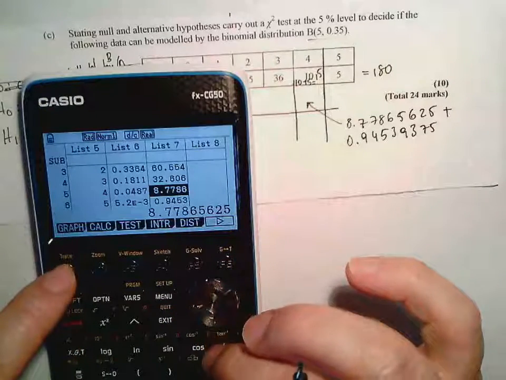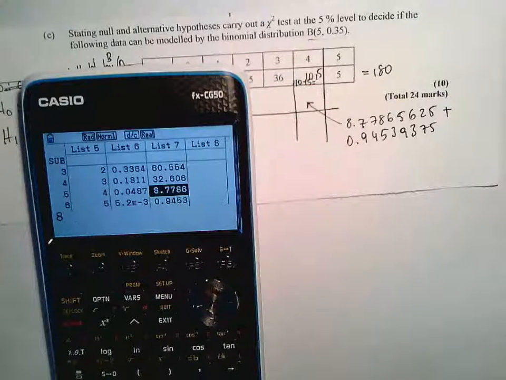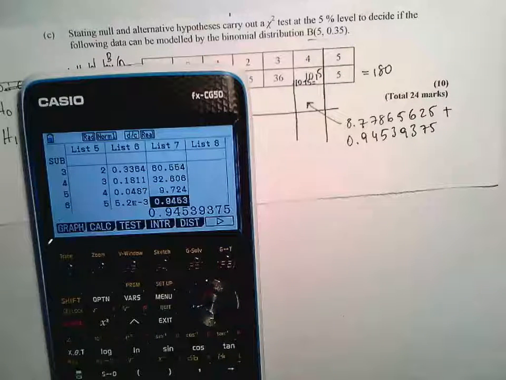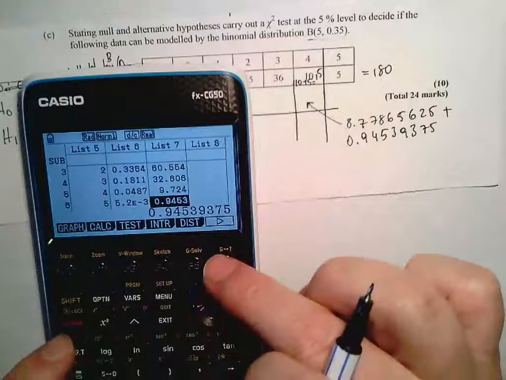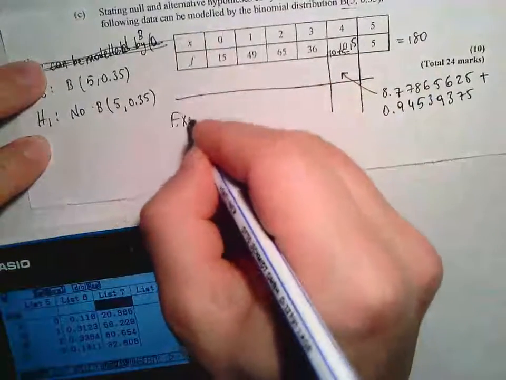So this value, I do not know how to write it. That's why I just write it all down: 8.77865625 plus 0.94539375. I don't play any computer games, that's why I'm very slow. No problem. Okay, this value, just delete it. Go and delete this value. Now this is your expected value.